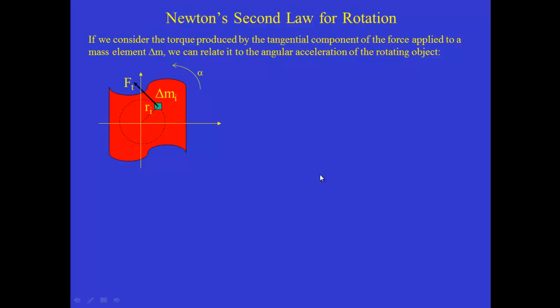Now, what we want to do is consider the torque in terms of this tangential component of the force. And what we've written down so far is just the torque that's exerted on that little piece of mass at the location where the force is applied. We would like to add up all of the torques on all of the pieces of mass that make up the object and come up with an expression for the total torque on the entire object.